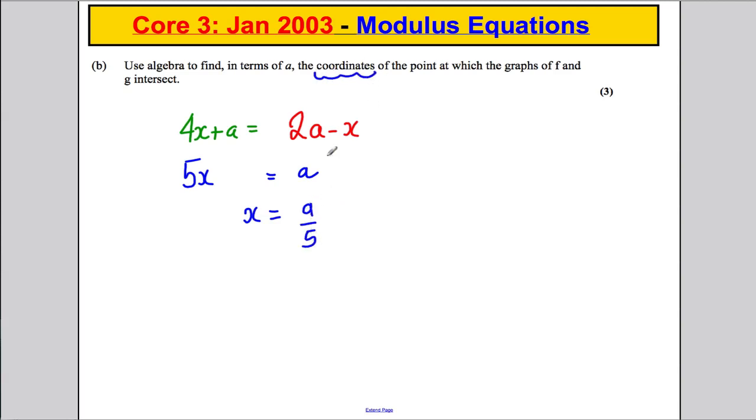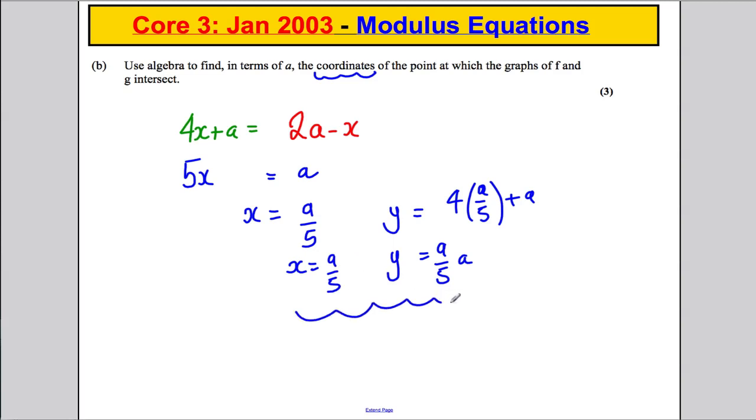It wants the coordinates. I found the x one. What is the y one? Well, the y coordinate I could get by substituting x into one of these two here. So I could say the y one must be 4a over 5 plus a, which is 4/5 a plus 5/5 a, which is 9 over 5 a. So x is 1/5 a and y is 9/5 a. That's supposed to be an a.